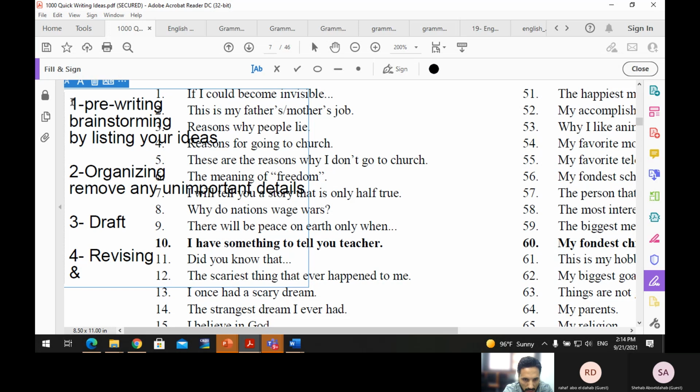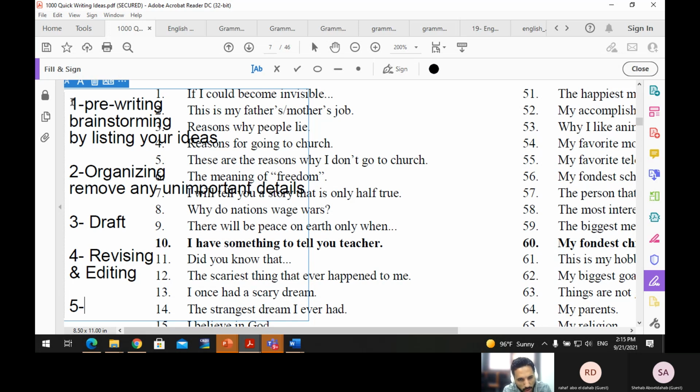Please write down these stages because in the upcoming sessions we are going to apply these stages. Okay, number 5, the final copy. You are going to rewrite it after correcting all the mistakes.